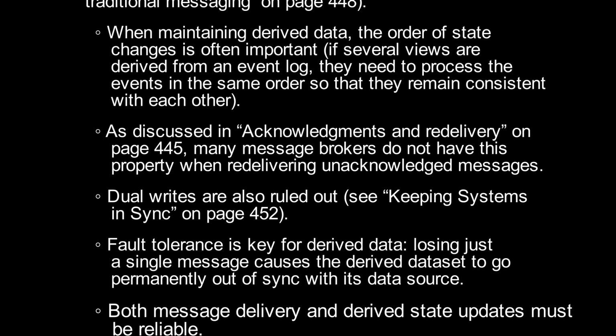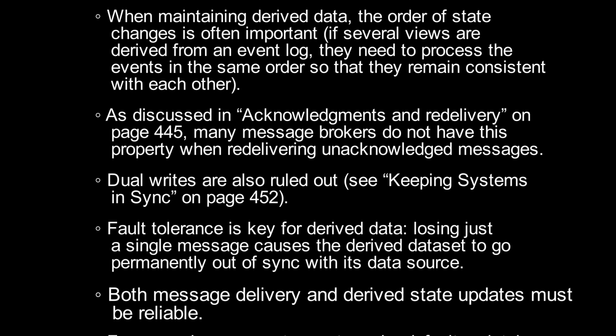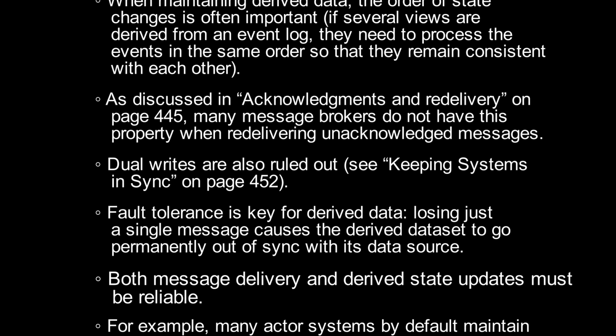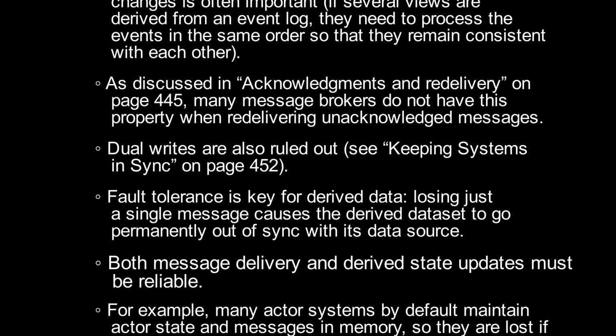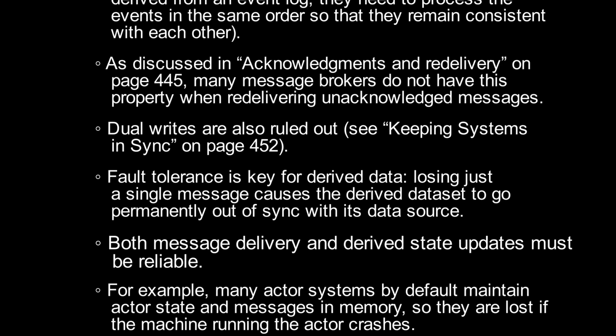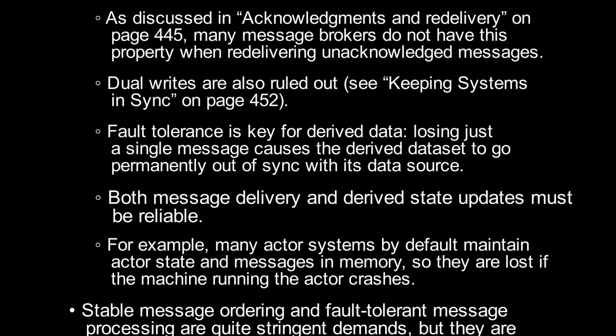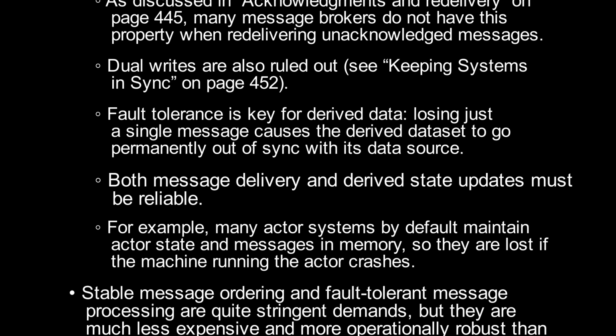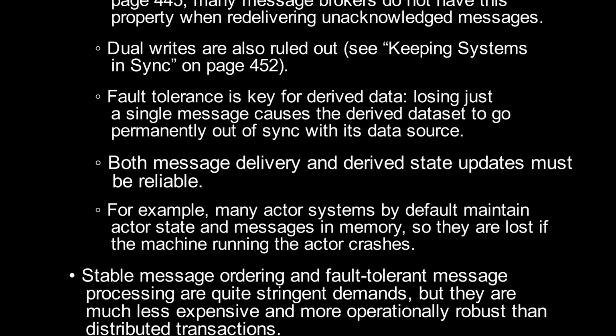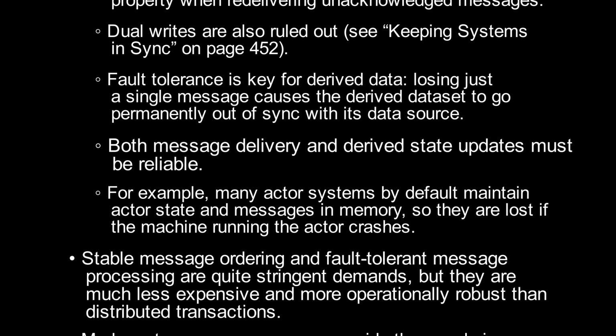Fault tolerance is key for derived data. Losing just a single message causes the derived dataset to go permanently out of sync with its data source. Both message delivery and derived state updates must be reliable. For example, many actor systems by default maintain actor state and messages in memory, so they are lost if the machine running the actor crashes.